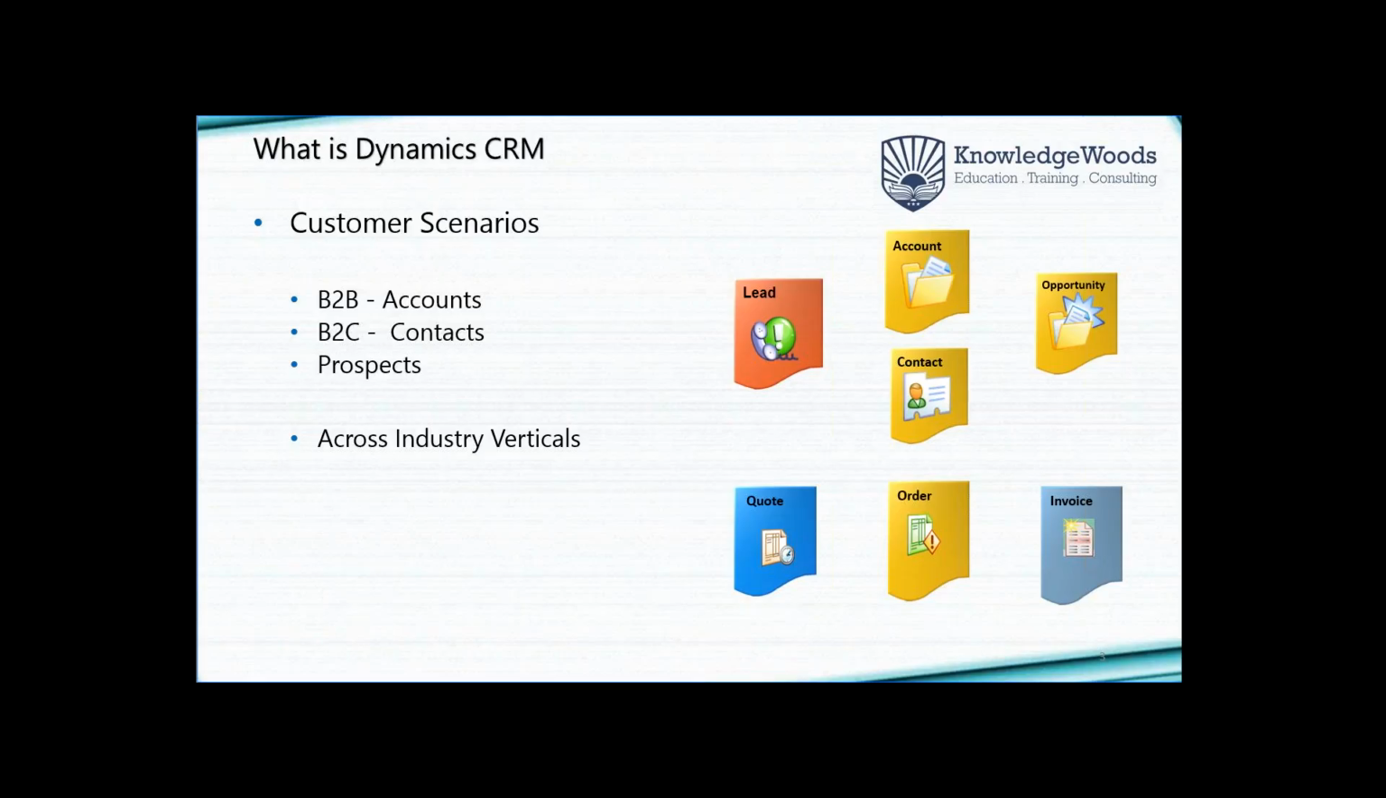So for example, we conduct PMP training. To write the PMP exam, you need a qualification criteria. That is, you must have 4,500 hours of project management experience. So that becomes your qualification criteria. Suppose we have got a lead inside Dynamics CRM. The first process is we need to contact the person and check whether he qualifies. If he qualifies, then we can convert that lead into an opportunity.